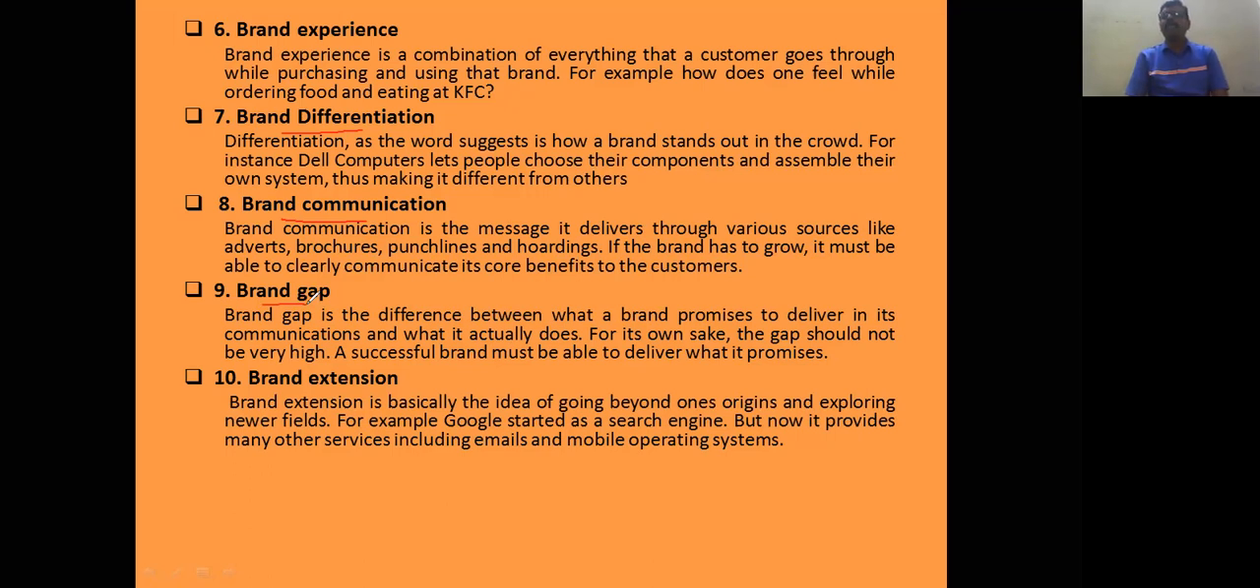Brand gap. That is the difference between what it promises and what it delivers. The greater the brand gap, the greater the dissatisfaction. So every manufacturer must try to reduce the brand gap and satisfy the customers. Brand extension. Brand extension is a process of entering into an unrelated category, that is, establishing a huge variety of products which are different when compared to the existing brands.